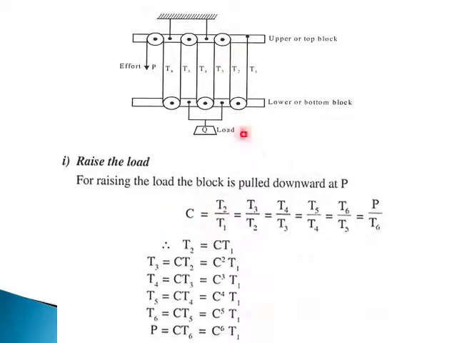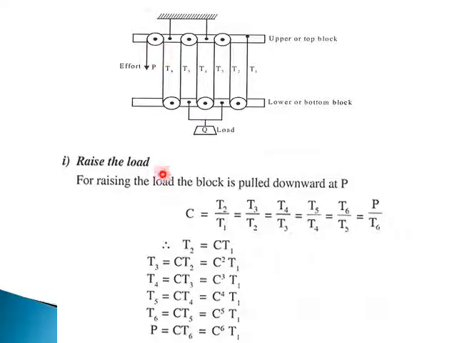C is equal to T2 by T1, the ratio of tensions, for raising the load. So adjacent tensions, the ratio of adjacent tensions in the belt, for raising becomes T2 by T1. Similarly, for the other ratios you have T3 by T2. This is how you can write the equations. At the last you have P by T6. So there are six rope connections you will get in the rope.